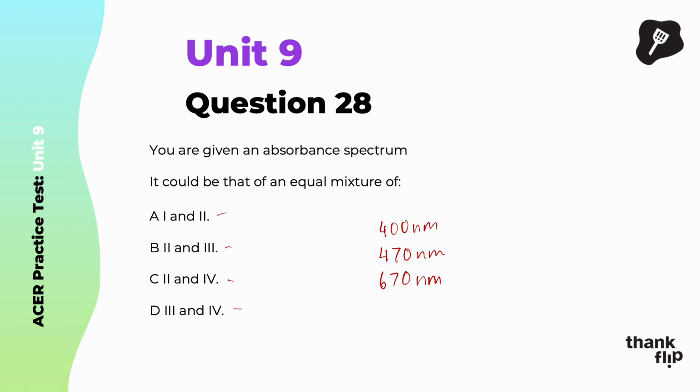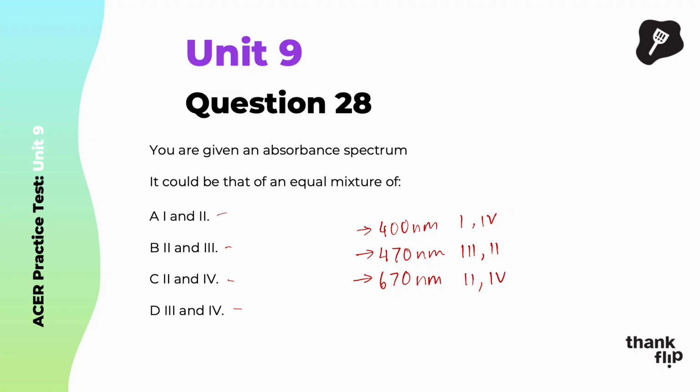So we need two compounds that, when put together or when overlapping, would have peaks at all three of these sites. So looking at our compounds, the ones that have peaks at 400 are 1 and 4. Then the ones that have peaks at 470 are 3 and 2. And then finally, the ones at 670 are 2 and 4.